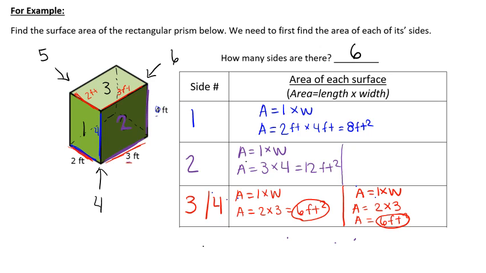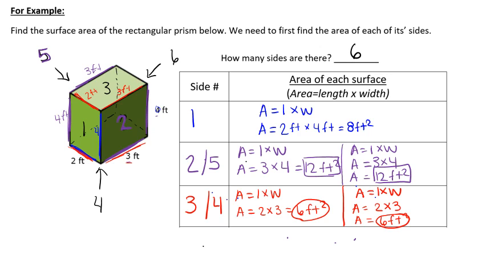So side number 2, we're going to move on to side 5. We're going to make that share box with side 5. This guy back here. So side 5, area is equal to, again, length times width. We've got 3 feet here, and we've got 4 feet here. So 3 times 4, area is equal to 12 feet squared. Huh. Would you look at that? They're the same. We've only got one more left.